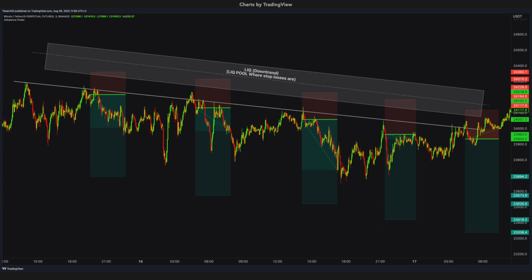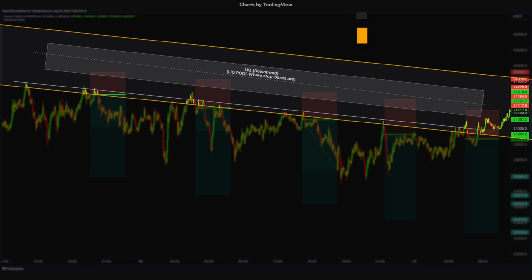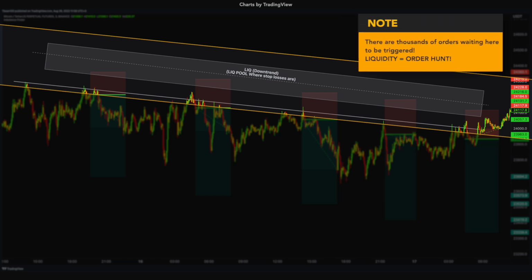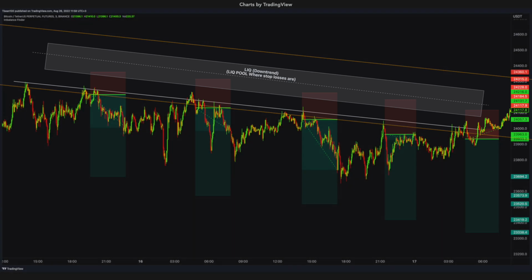This above area is the liquidity pool, basically where the stop loss orders are waiting. There are tens of thousands of orders here. You cannot even imagine how many orders there are because there are millions of scalp traders out there. And 80% to 90% of them keep losing money. They have no idea about how to scalp at all.